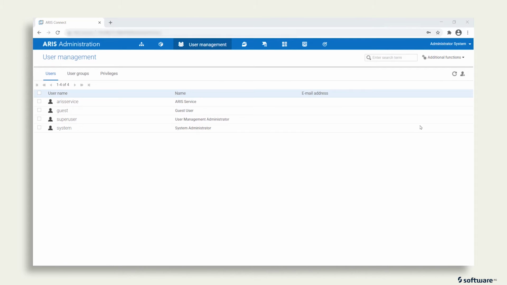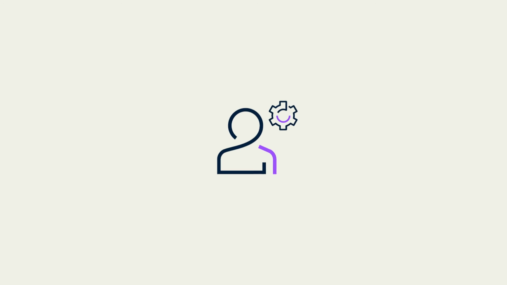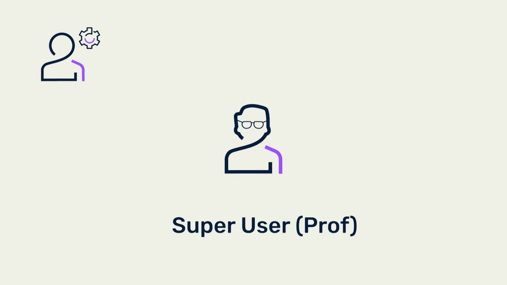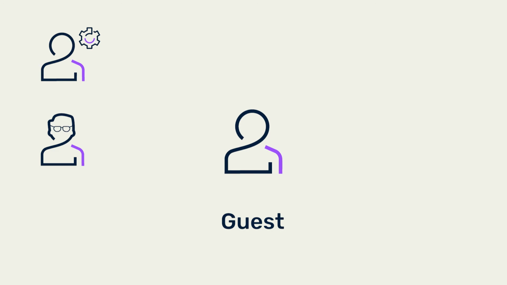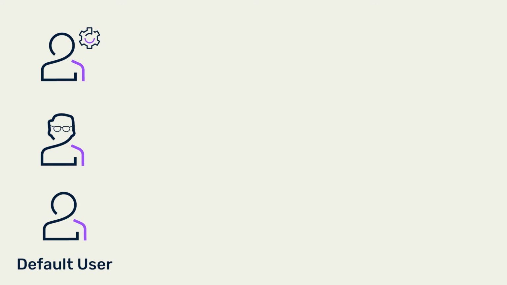Before we start to add users or user groups, let's consider a typical setting in an educational context. There's you, the system administrator, and most likely there will be a full professor who will be the super user. Perhaps the admin, the full professor, or the teacher is the same person in your setting. And perhaps there's a guest or a research partner that you want to invite as a viewer of your models. These are the default users.